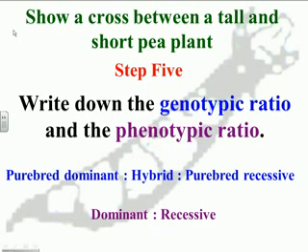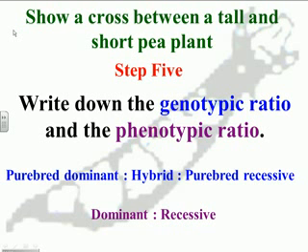Now, genotypes. We wrote down the possible genotypes and the possible phenotypes in what step? Look in your notes, too. Step 2, okay? How many possible genotypes were there? 3. How do we say them? Purebred dominant, hybrid, purebred recessive. Guess why I put them in that order? That's the order you must write the genotypic ratio in.